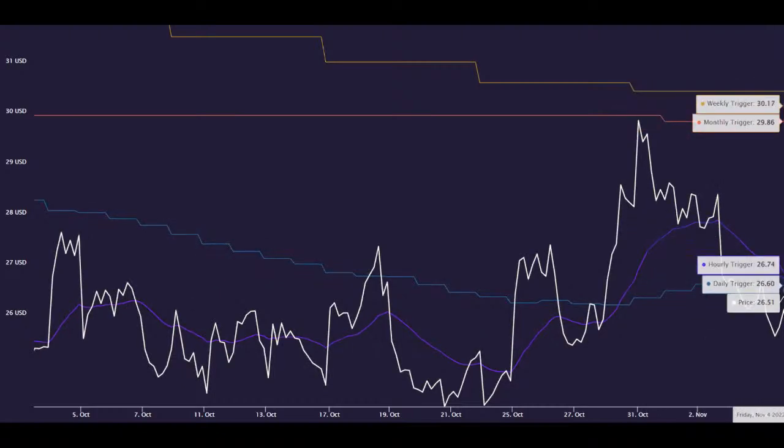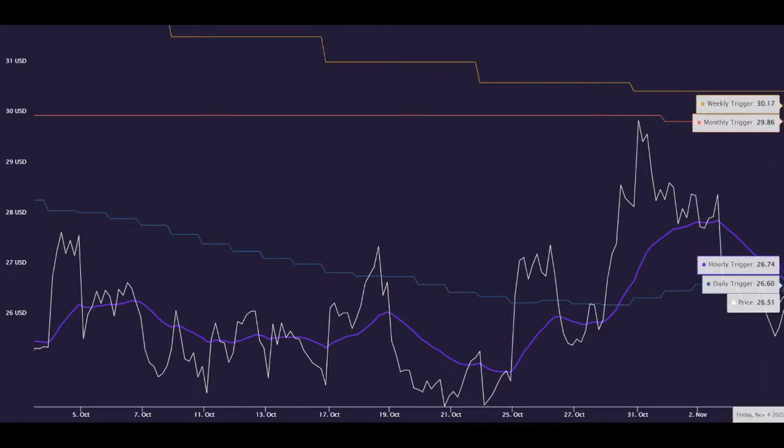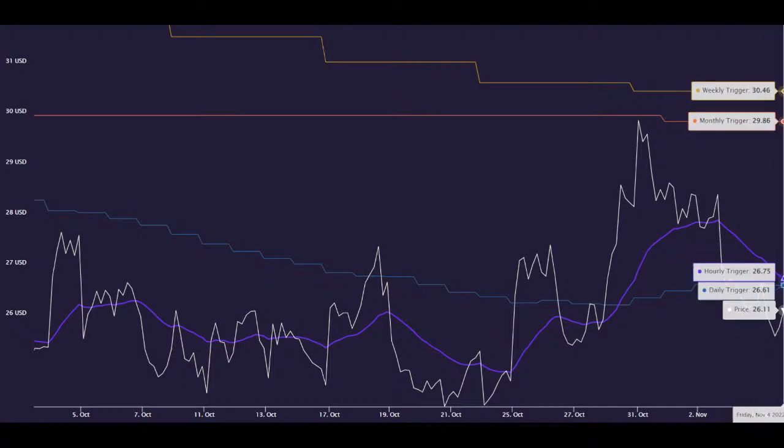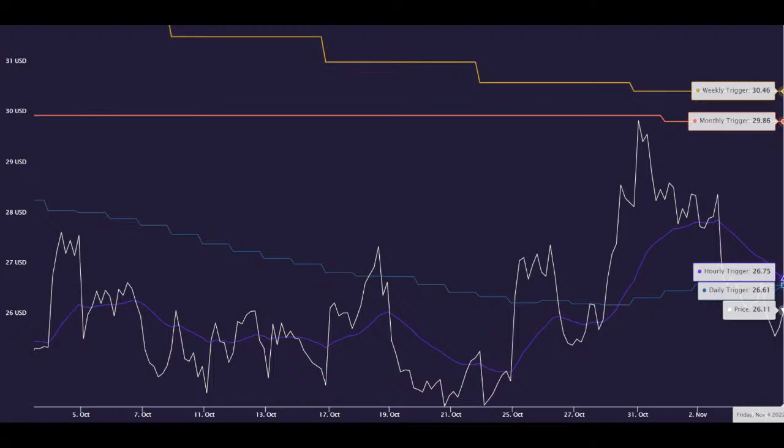What that move would look like would be price breaking above these two triggers, 2660, 2674. Price staying above 2674 long enough for the hourly trigger to start curling up off the daily trigger. What we'd see next is a fast market attack to the monthly trigger and the weekly trigger. Now, how do I know if price can break above these two triggers or not?